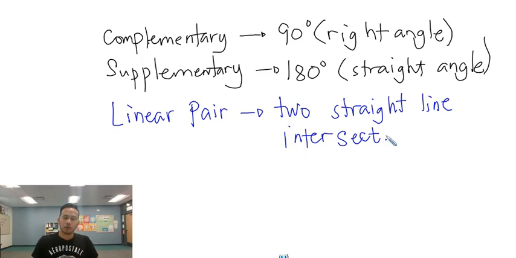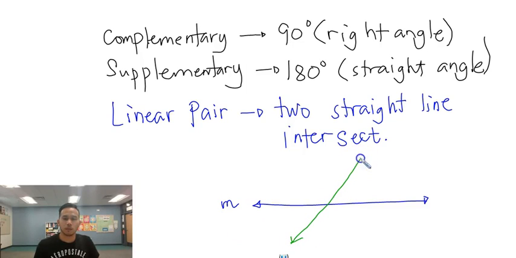Example of linear pair. If I have, let's say, this is my line here, I'll name this one line M. And if a line intersects this line M, let's say this one, line N. So your angle A here is a linear pair with angle B.